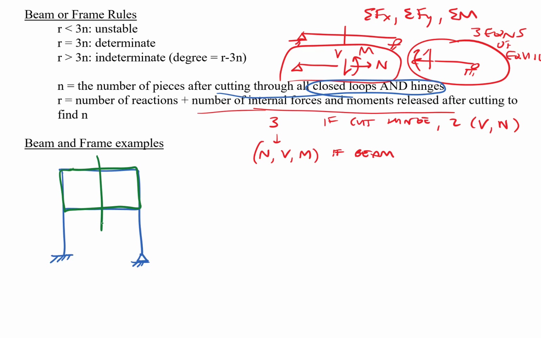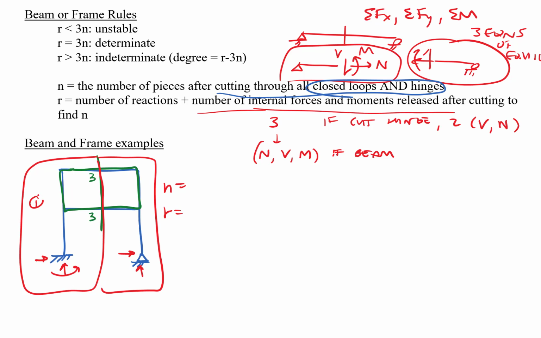So I need to cut it, and each place I cut, I release axial, shear, and moment. 3 internal forces at each level. I also have my reactions. Don't forget your moment reaction at the fixed support. It's the most common one to forget. When we make that cut, I have this whole piece and this whole piece. So 2 pieces. R is 5, or my internal forces are 3 plus 3. So I have R compared to 3n. It's 5 degrees indeterminate.